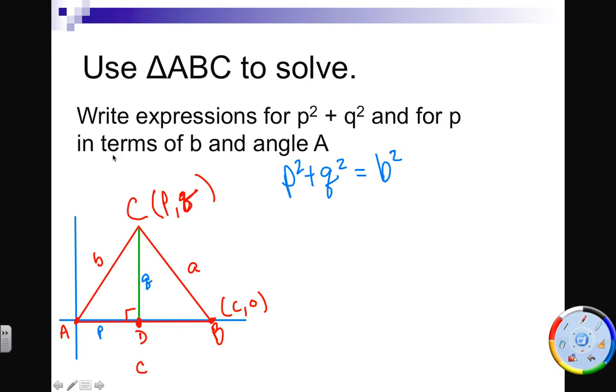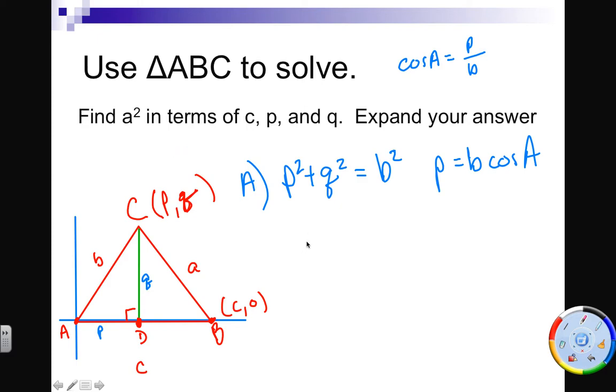Now the other thing, P in terms of B and angle A. If I look at P and B, I have side adjacent and hypotenuse, which means I can use cosine. So I'm going to do a little scratch work up here. Cosine of A is equal to P over B, but I want P by itself, so I'm going to multiply. So I'm going to get P is equal to B cosine of A. And we might have noticed this kind of looks like a height, only instead of sine, we're using cosine. That's actually almost the same thing. All right, so that's the first question, question A.